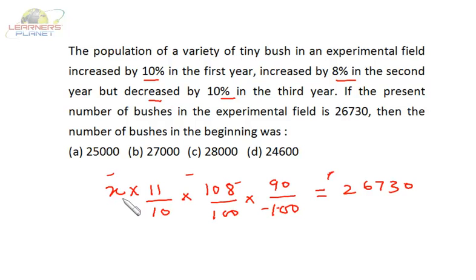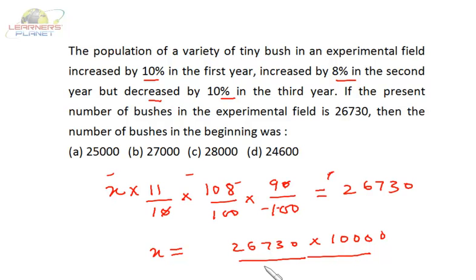I think the calculation is very simple since all the options are in integers or whole numbers. So it won't take much of your time to calculate x. So x is equal to 26730 into 10000 by 11 into 108 into 9. After calculating, you'll be getting the value as 25,000. Okay, friends? I hope you are clear.